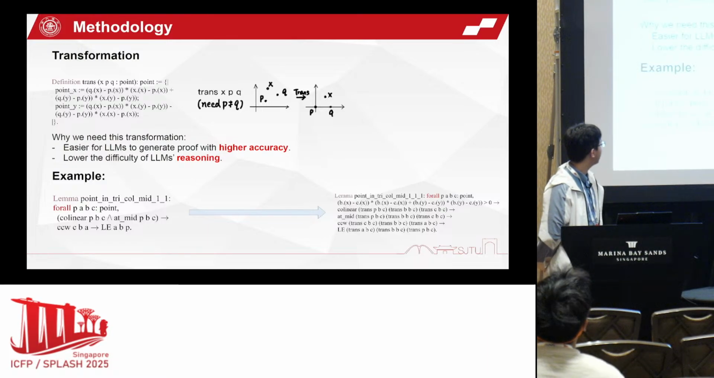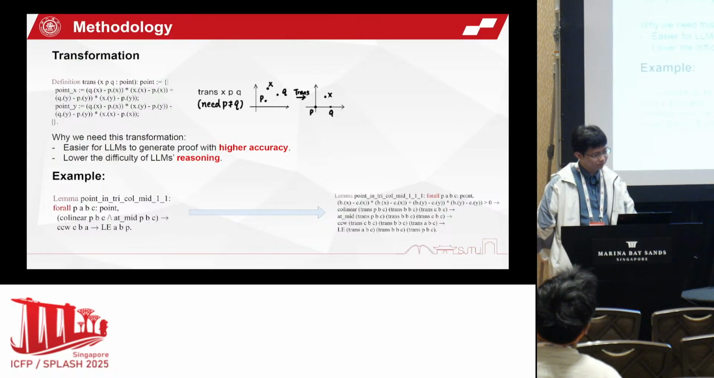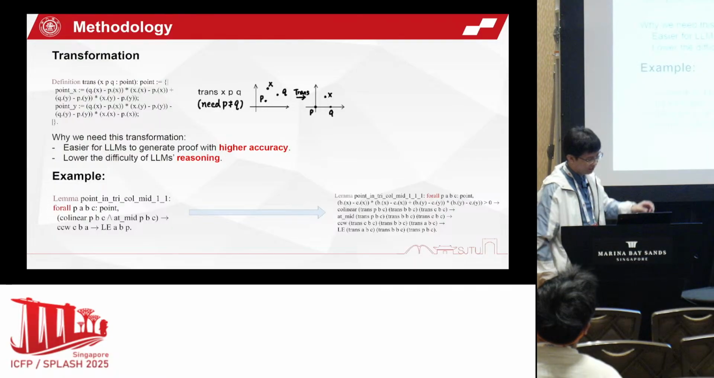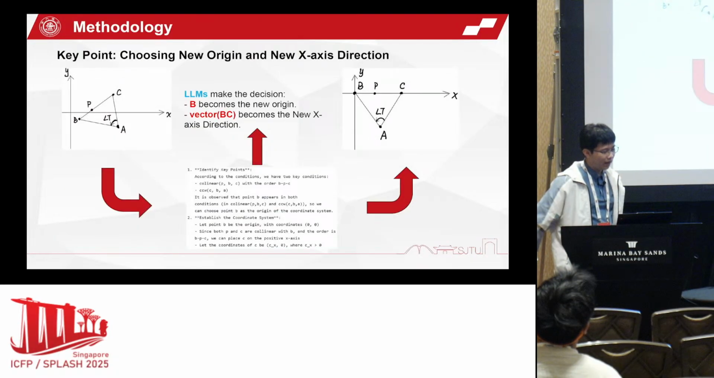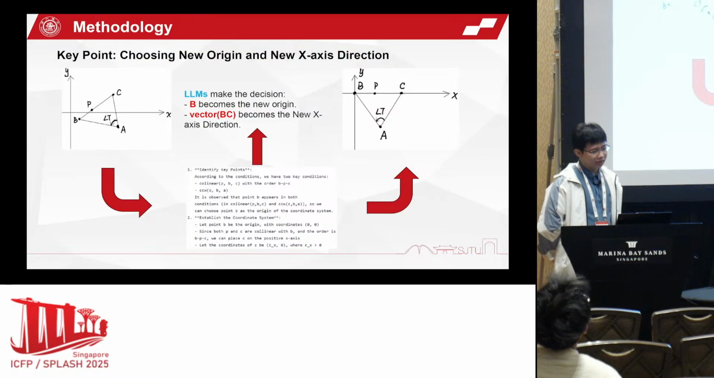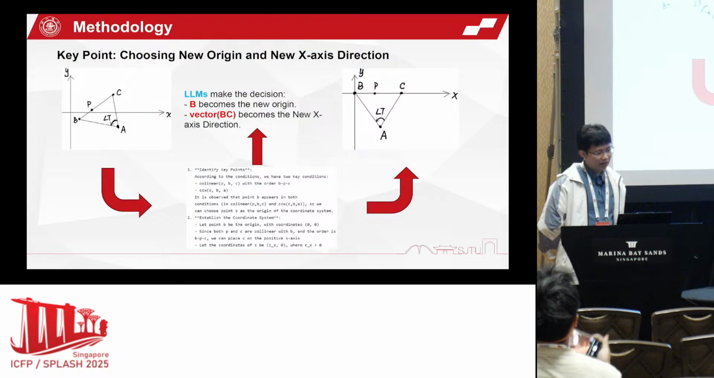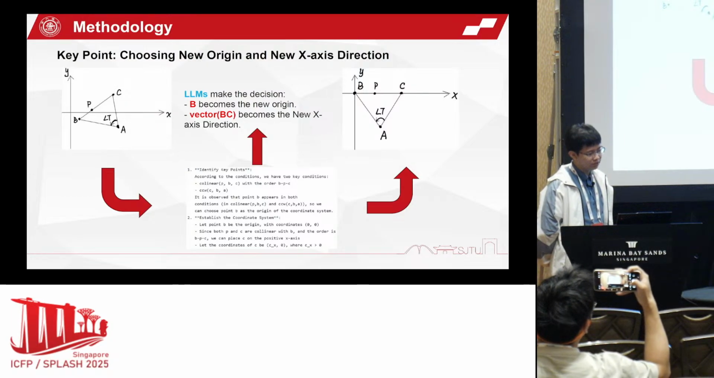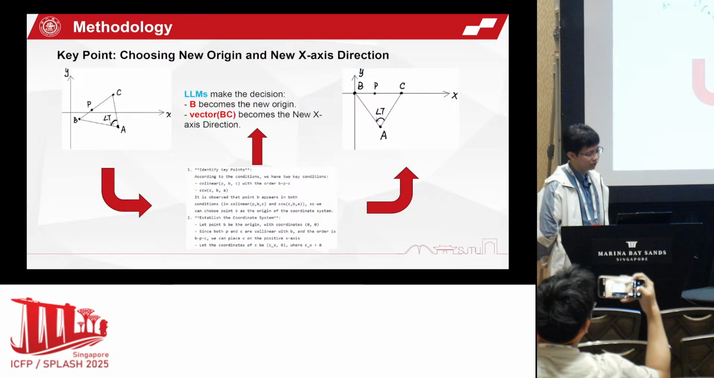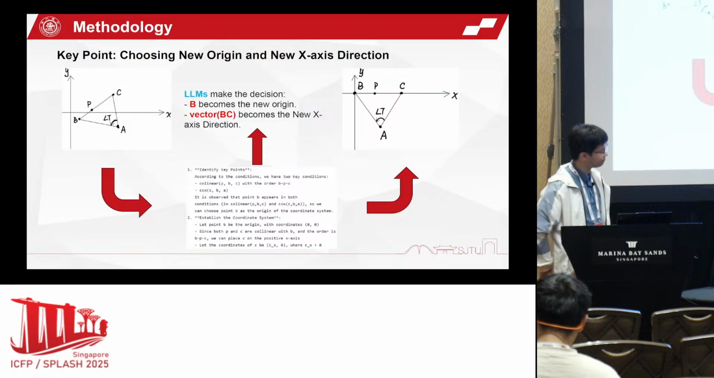Here is an example for the lemma point in triangle collinear mid 1, 1. You can see here from the left to the right is a transformation. And choosing a new origin and a new x-axis direction is a key point in this transformation, and we use LLMs to make these decisions. And you can see here, the LLMs choose B as the new origin, and vector BC as the new x-axis direction.